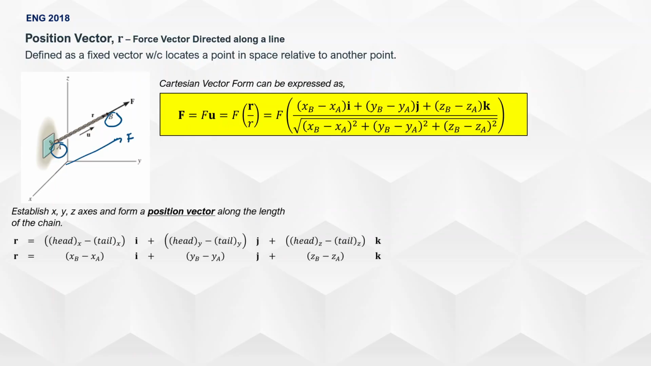So to establish yung XYZ axis mo, and form a position vector along the length, just remember this. Position vector R is equivalent to yung pinaka-head minus tail. So, what does that mean? Gonna show an example dito.